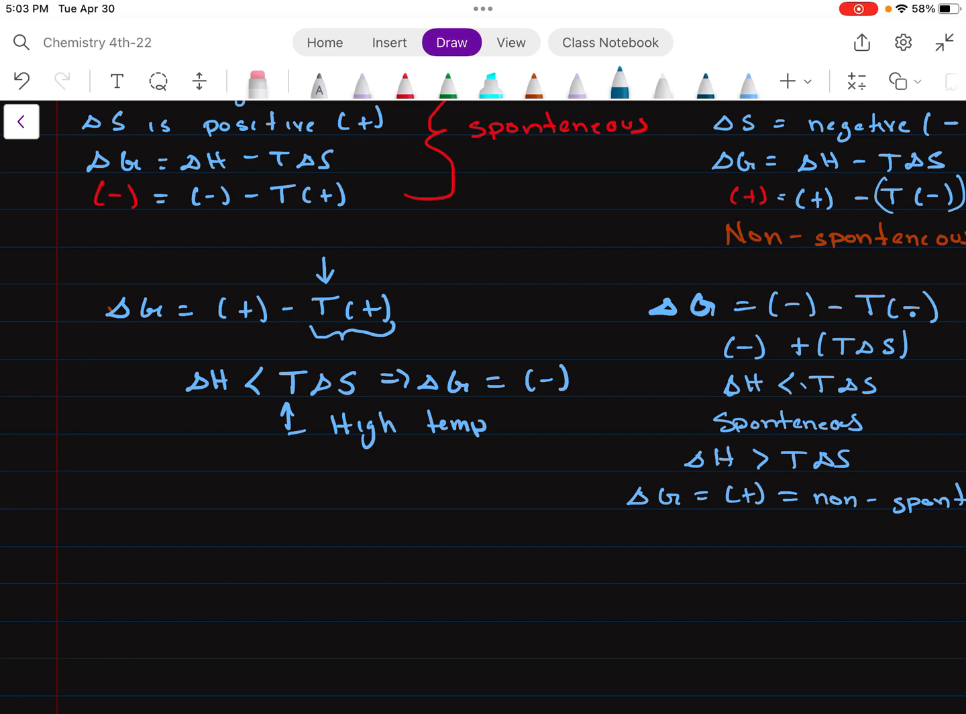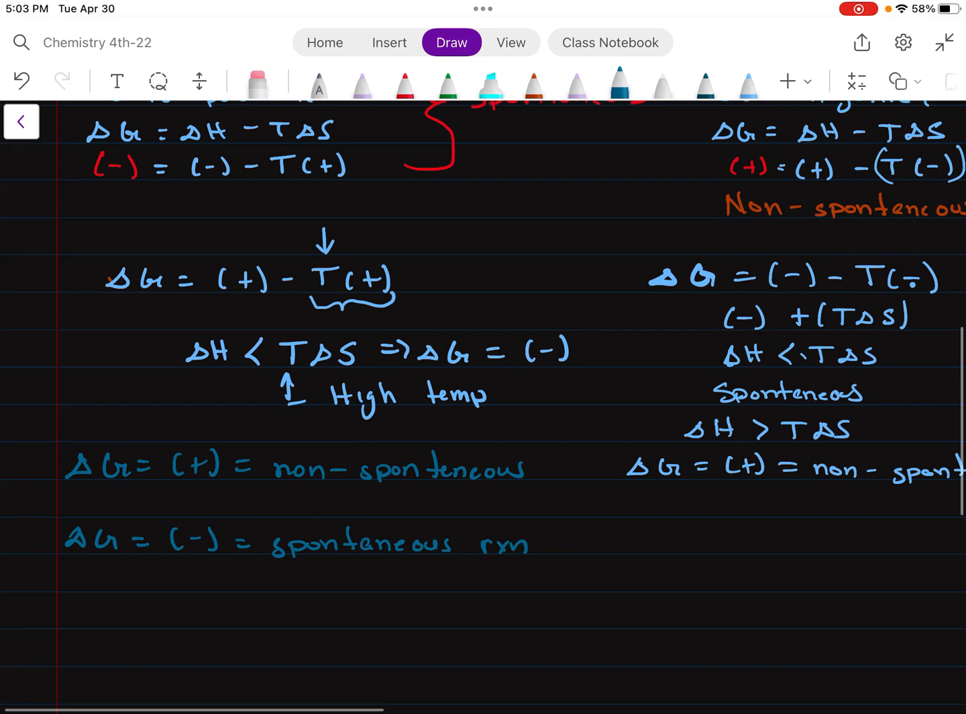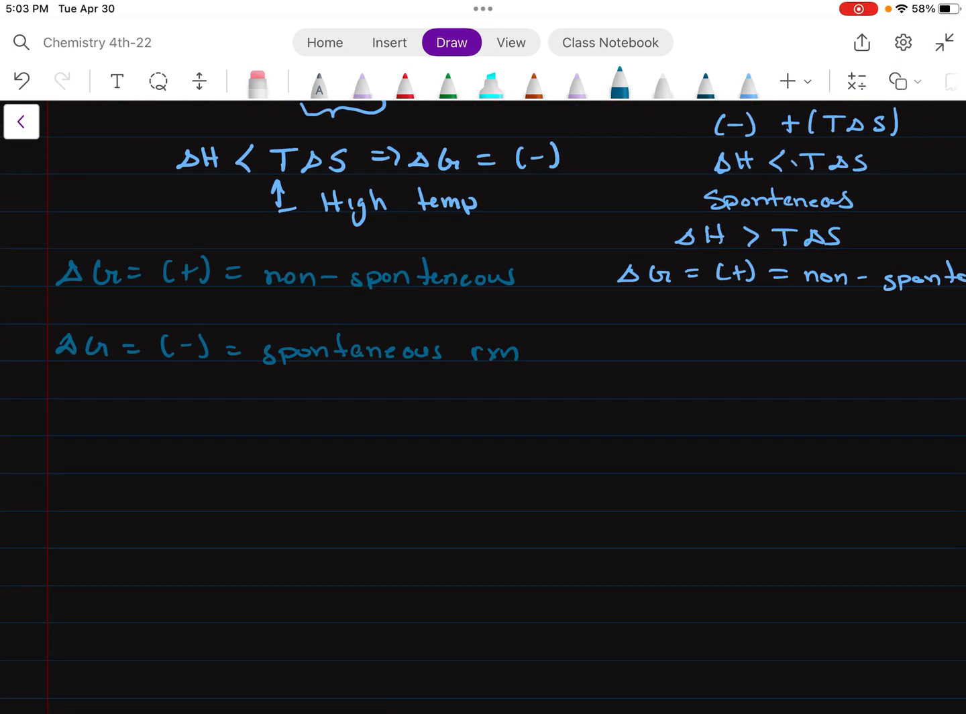But here's what we're taking away: delta G positive equals non-spontaneous reaction. And if delta G is negative, then you're going to have a spontaneous reaction. That's the takeaway. All right. So let's take a look. Let's do a little table here and see if we can figure this out.